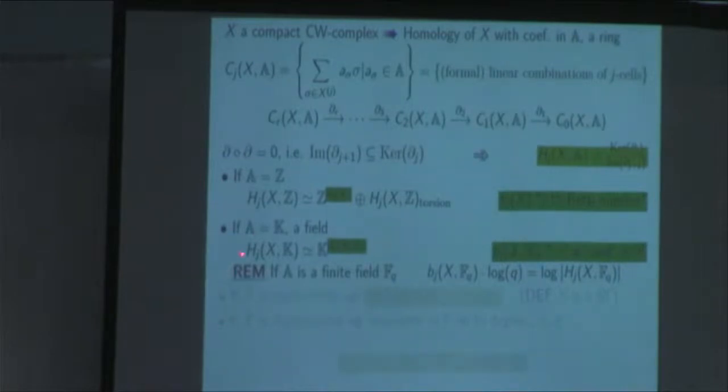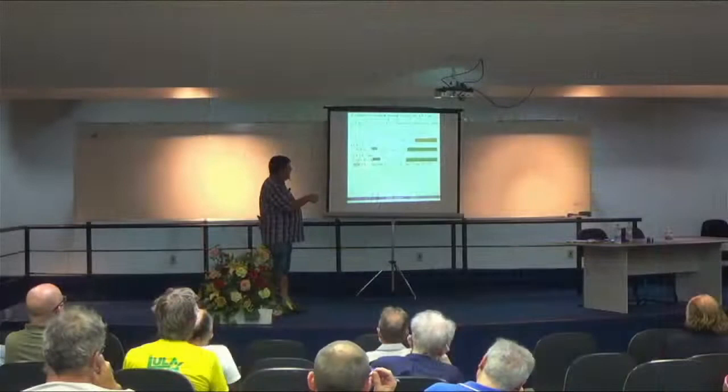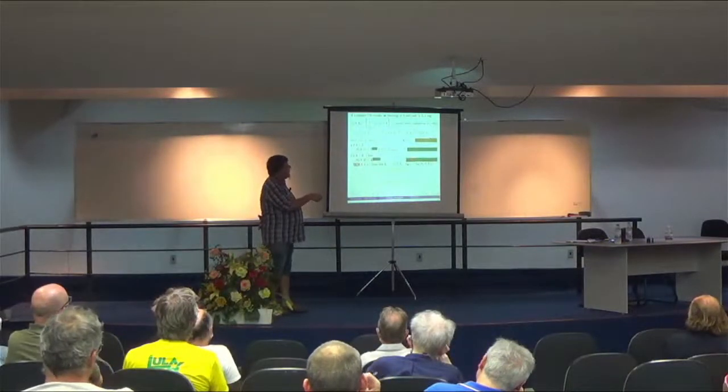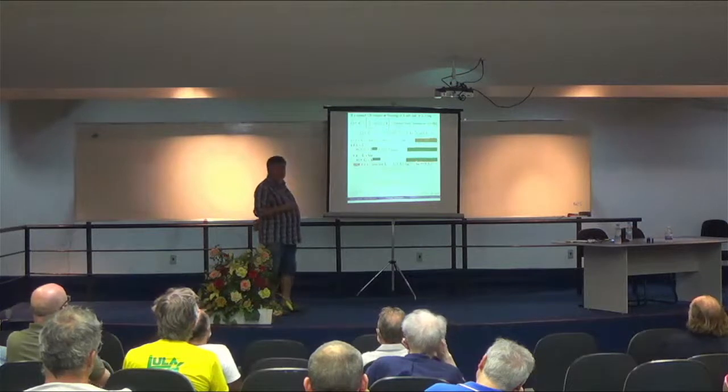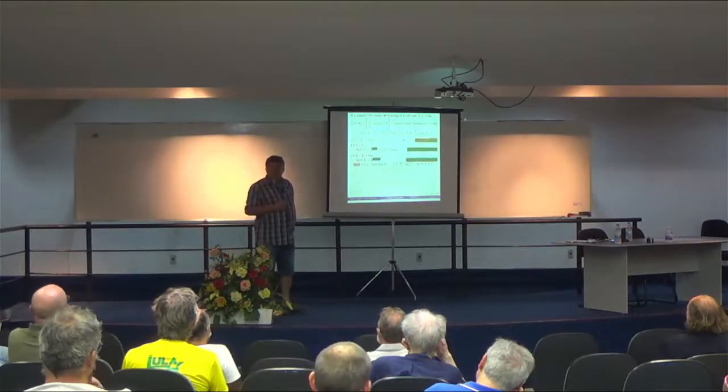If A, instead of being just a ring, is in fact a field, then your quotient space, the homology space, gets the structure of a vector space. As such, it has a dimension. And this dimension is now the Gth Betti number of X with coefficients in the field K. Okay?